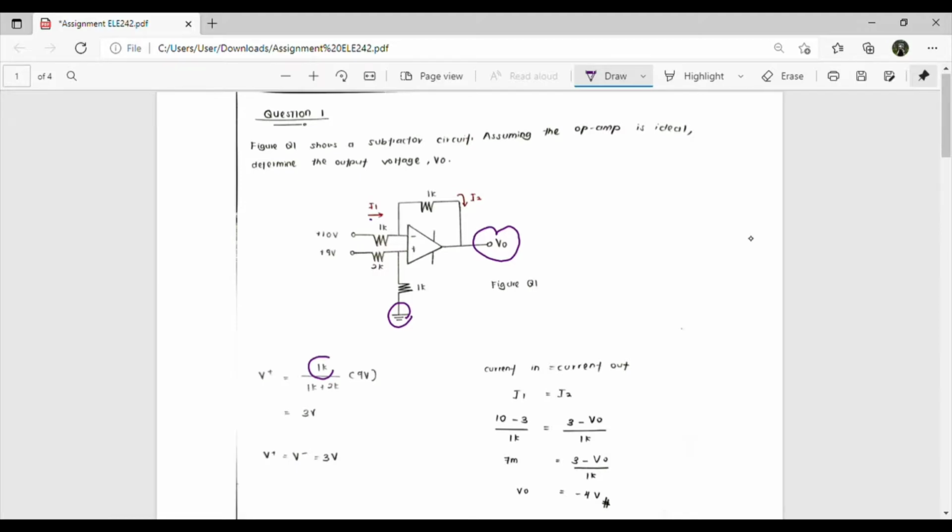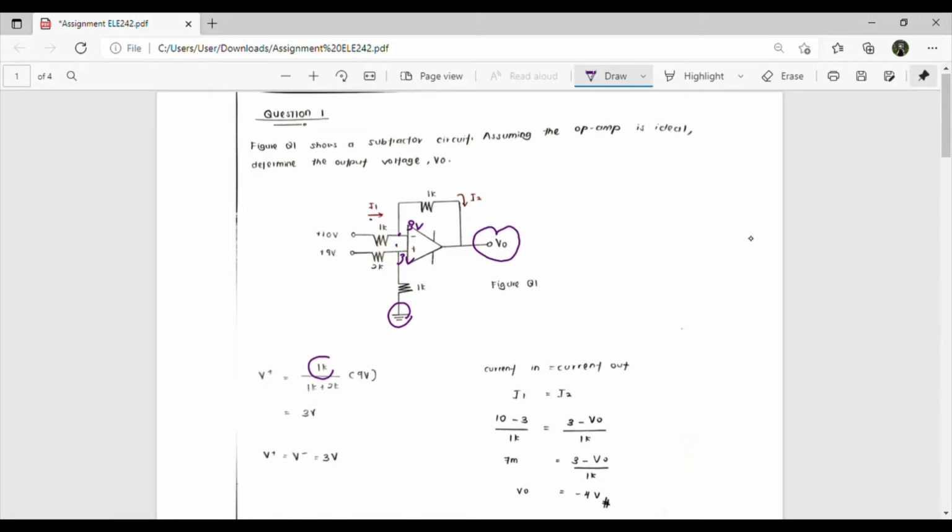We know that V plus equals V minus, so it is equal to 3 volt. It means that here we get 3 volt, and here also we get 3 volt. To know the value of V0, we need to apply current in equal to current out.